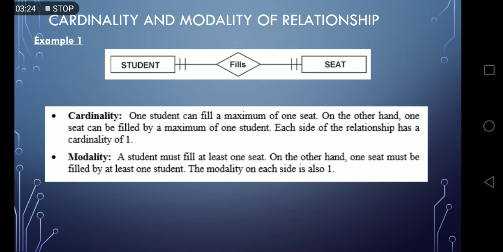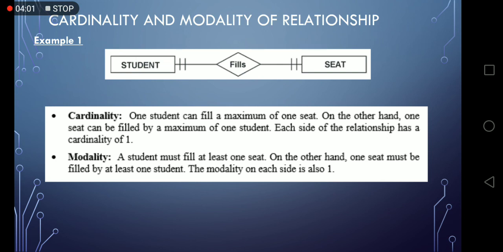As in this figure, you can see we have two entities, student and seat, and the relationship between these entities is fills. Student fills seat. In this ER diagram, after the student entity, the left vertical line represents the cardinality, while the right vertical line represents the modality of the relationship. Similarly, before the seat entity, the left vertical line represents modality, while the right vertical line represents the cardinality of the relationship.